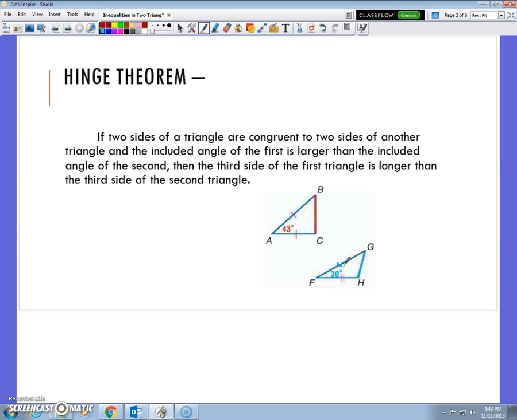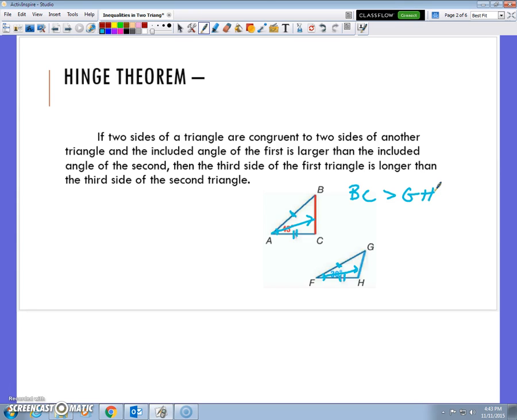I have here two triangles that have the same side lengths here and here. They're equal. The included angle, meaning the angle in between those side lengths, in one triangle is bigger than the other. The hinge theorem says that because 43 has two equal sides next to it as this other triangle, with only 30 degrees, across from the larger angle will be the larger side. BC must be bigger than, across from the 30-degree angle, GH.